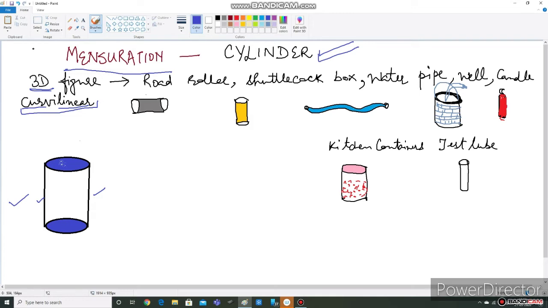First thing I have taken up is a road roller. Road roller is of this shape. Okay, road roller is a cylindrical shape. I'm talking only about its body, about its part which moves on the road to level the road. Okay, it's a cylindrical body, this one, right?